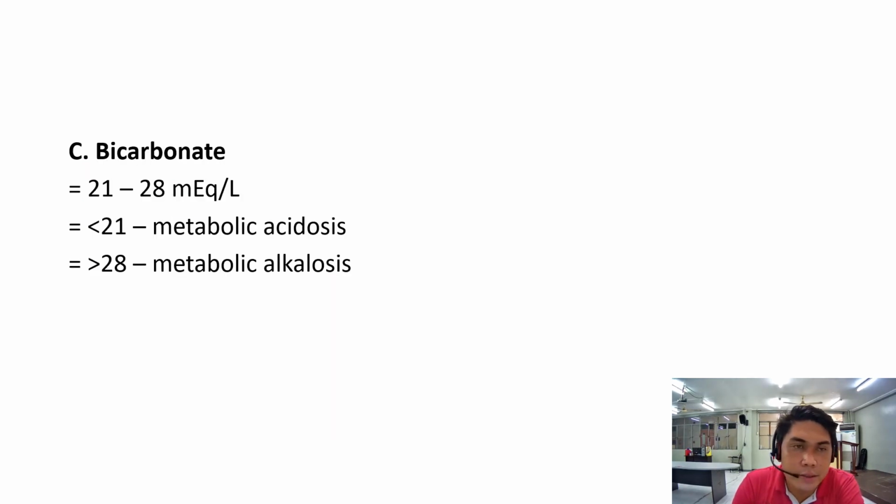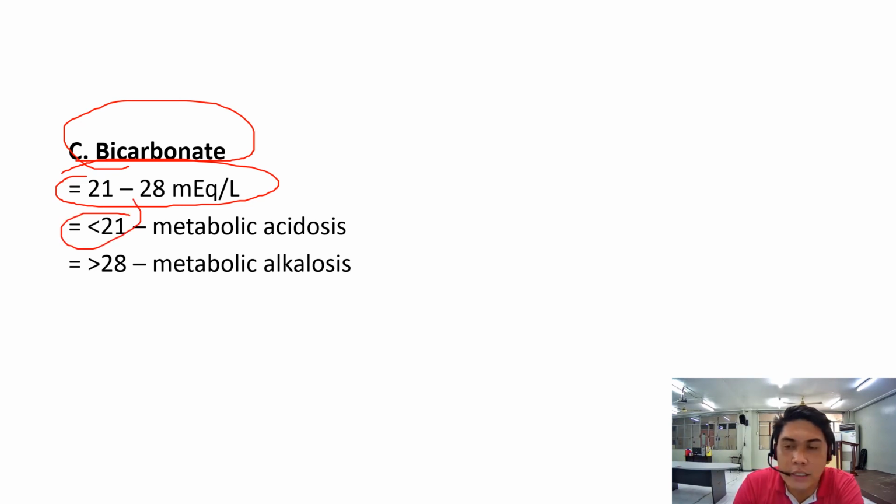Okay, next is bicarbonate. For bicarbonate, the reference range is 21 to 28 mEq per liter. If it is less than 21, that's metabolic acidosis; greater than 28, metabolic alkalosis.